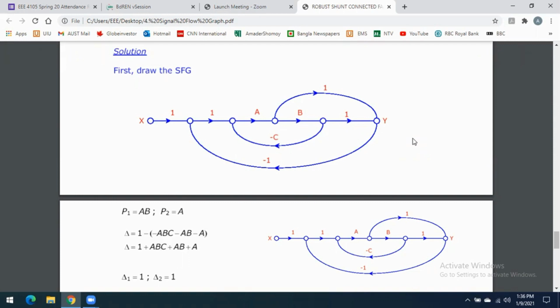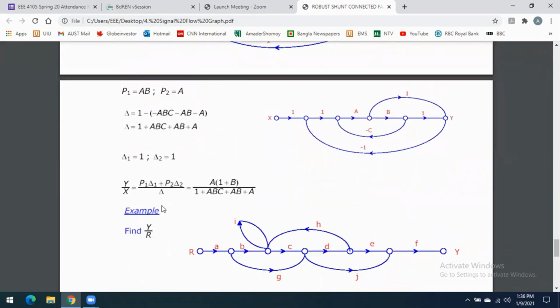Draw a separate diagram, erase that path and see how it comes out, and find delta. Go carefully and look at it, and you will see that there will be no loops. If you don't see them, there will be no loops left. Okay, so delta 2 is 1, and the answer is P1 delta 1 plus P2 delta 2, over delta.